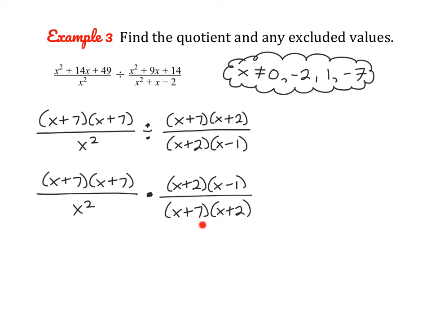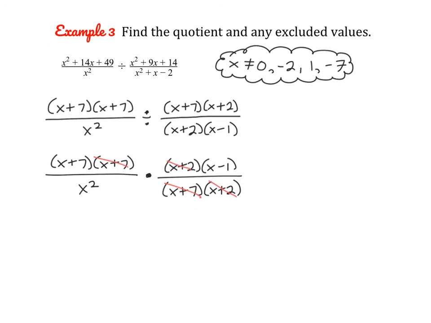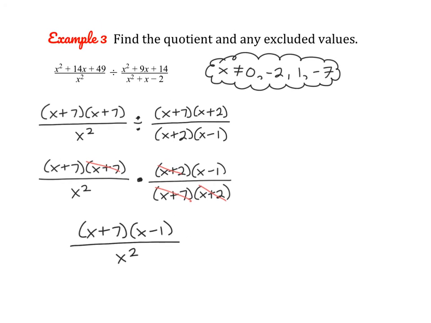And now we can start looking for common factors in the numerator and denominator to simplify. So here we see a common factor of x plus 2, and we also see a common factor of x plus 7. So what that leaves us with is x plus 7 times x minus 1 over x squared.